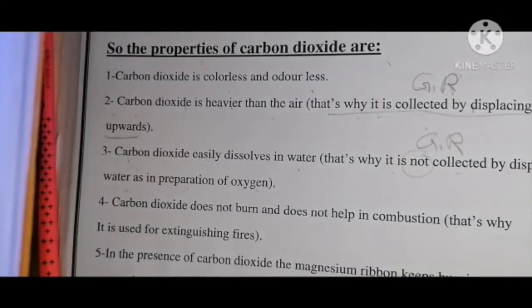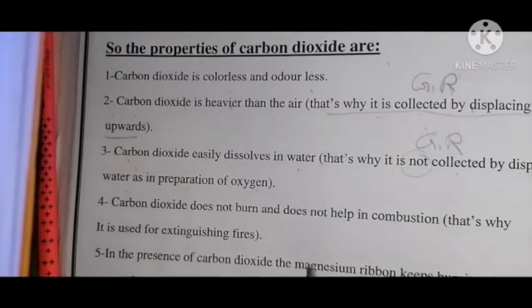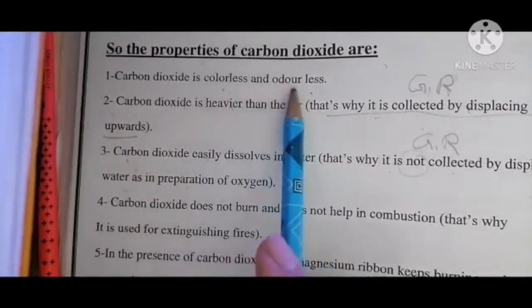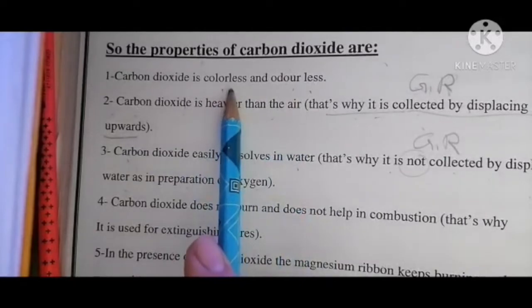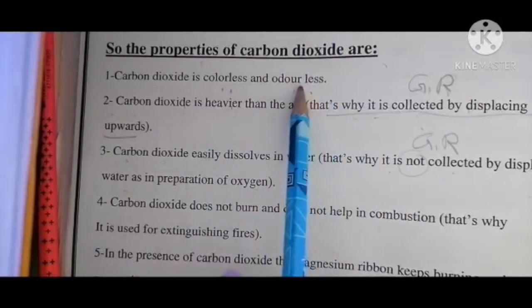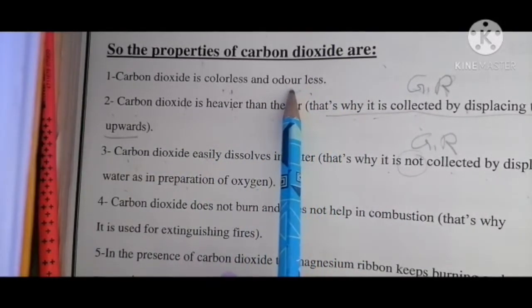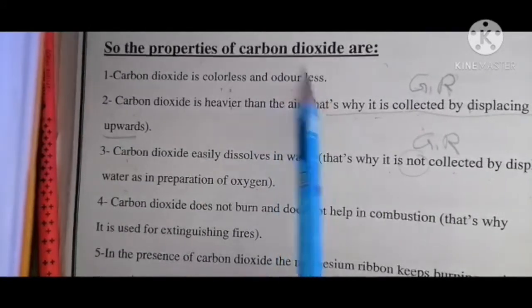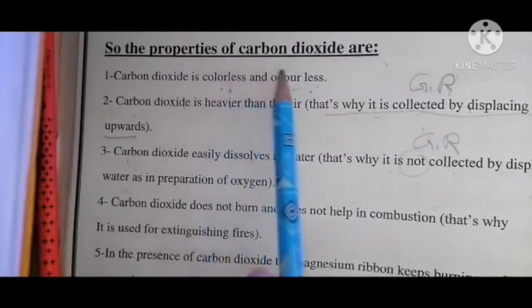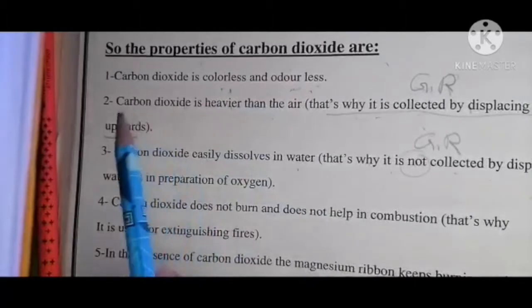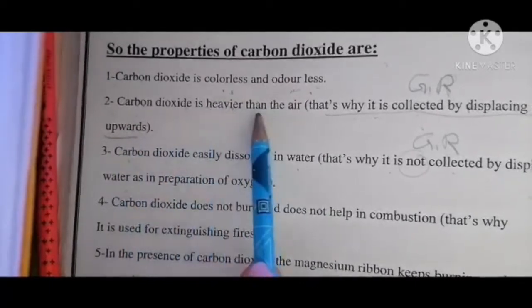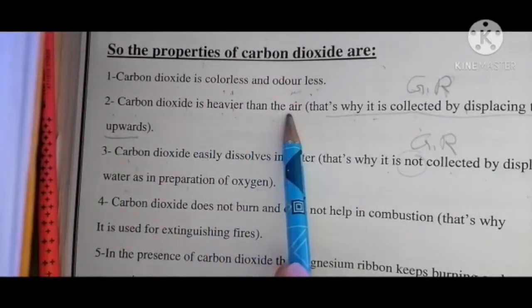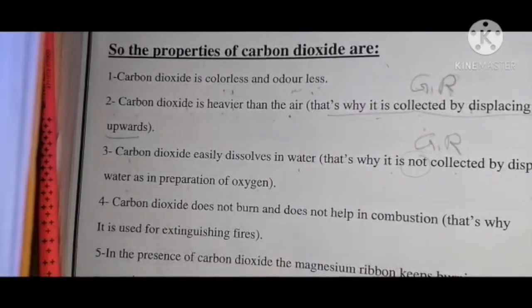Properties of carbon dioxide. Carbon dioxide is colorless and odorless. Colorless means it has no color. Odorless means it has no odor. Okay, so it is colorless and odorless. Number two, carbon dioxide is heavier than the air, just as the oxygen. We said that the oxygen is heavier than the air.